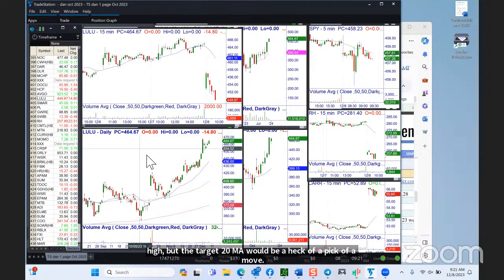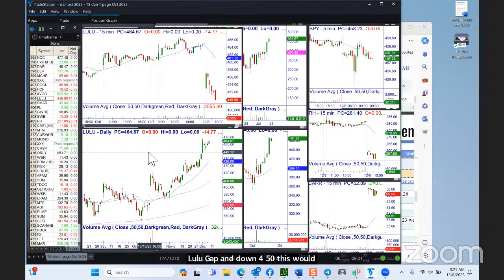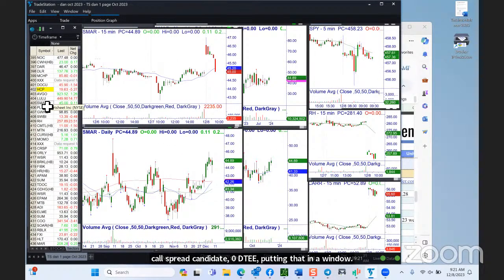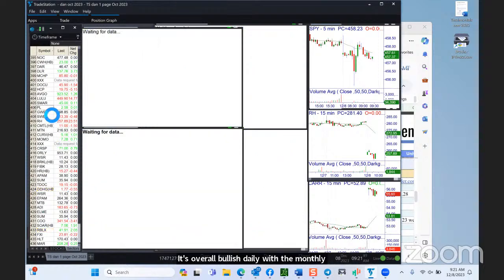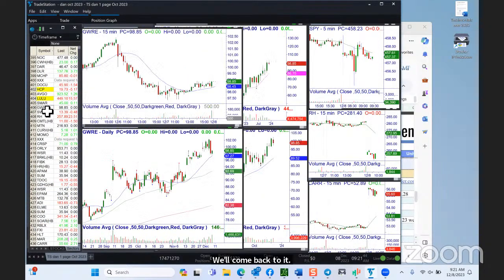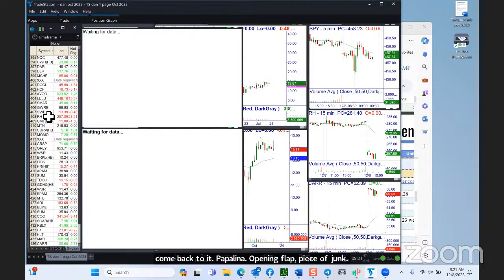Lulu gapping down 450. This would be a great call spread candidate. Zero DTE, putting that in a window. SMAR was up, now flat. I'll keep an eye on it. It's overall bullish, daily, weekly, monthly. So we'll come back to it. Papa Lima, opening flat, piece of junk. No gap, we'll come back.